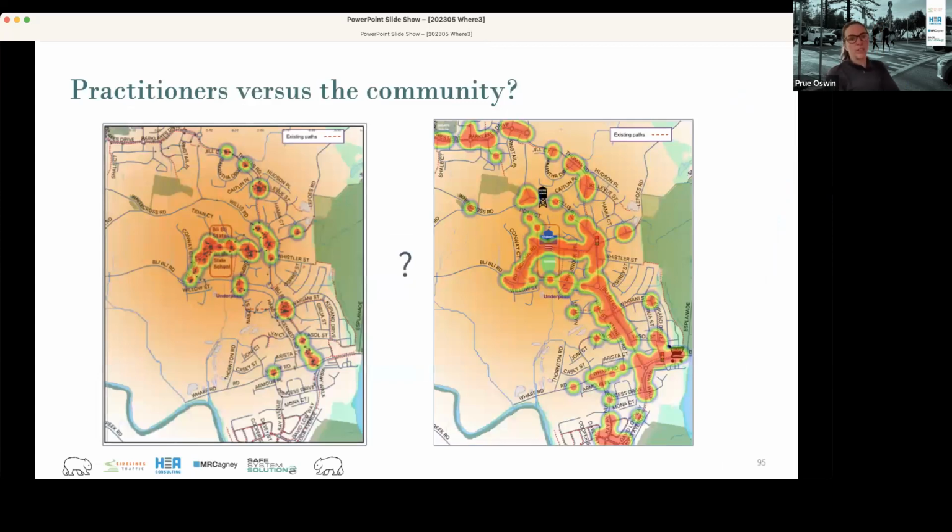Now, I've got a question here. So there's two maps here. One is the results of the community survey. One is the results of the practitioner survey. And I want you to tell me which one is which. So which is the left one and which one is the right one. So just identify one of them and tell me which one you think it is.